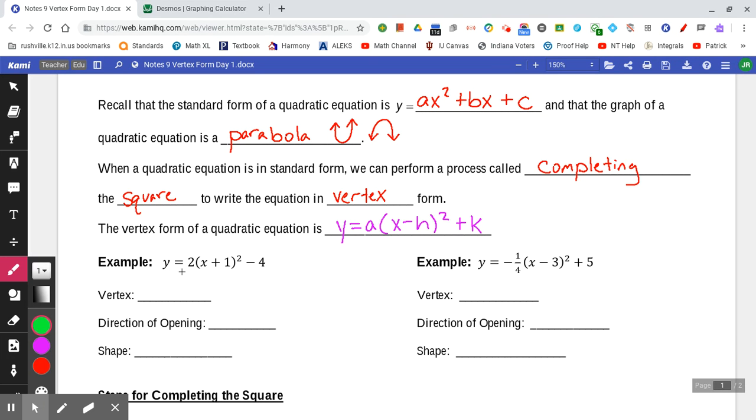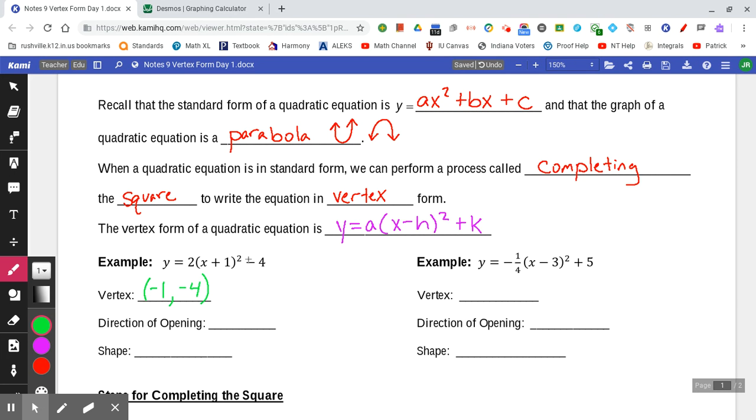I can automatically, by looking at this equation, know where the vertex is. It's going to be the opposite of whatever is inside of the parentheses with x. So this is a plus 1, so the opposite will be a minus 1. And then whatever number is at the very end, which is a negative 4. So the vertex, which is either the highest or lowest point on the graph, the maximum or the minimum point, would be at negative 1, negative 4. That would also tell me that there is an axis of symmetry at x equals negative 1.